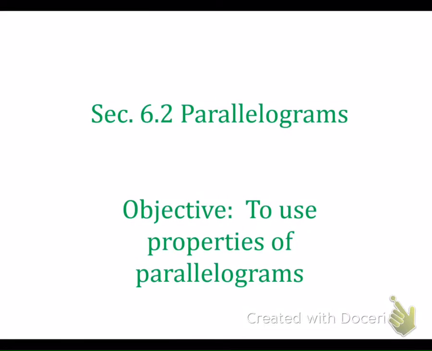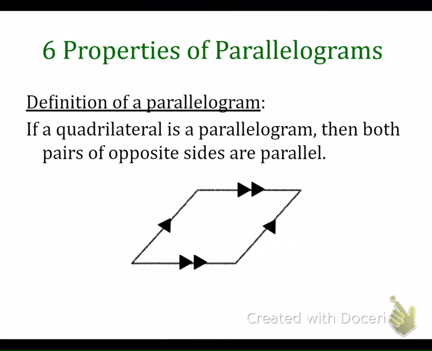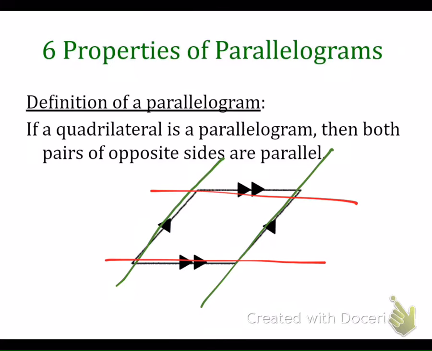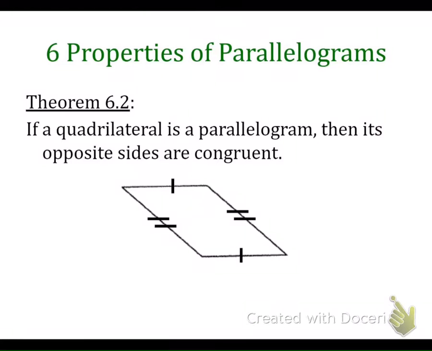Parallelograms. So, the definition of a parallelogram: if a quadrilateral is a parallelogram, then both pairs of opposite sides are parallel. So if it's a parallelogram, then these sides are parallel, so they're never going to touch. And then top and bottom are both parallel. They're never going to touch. Questions for me?